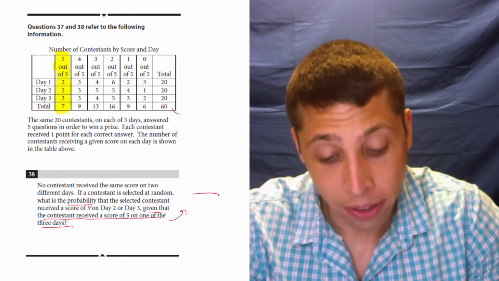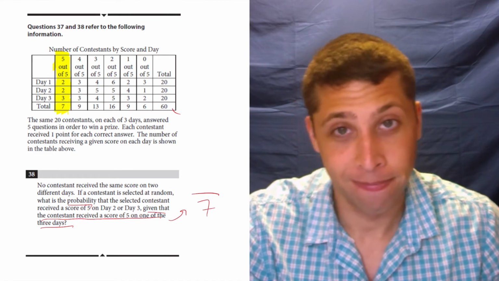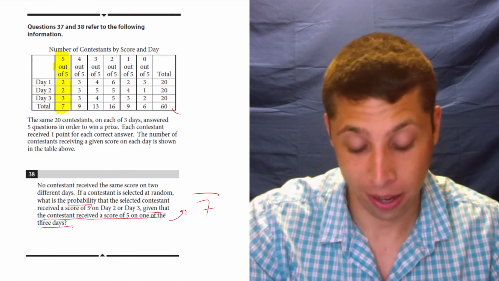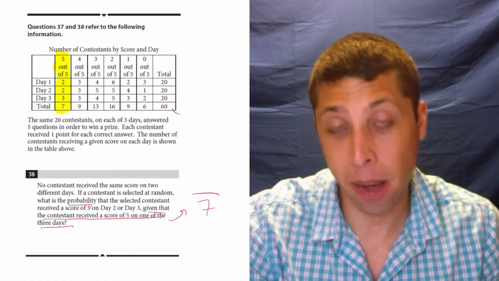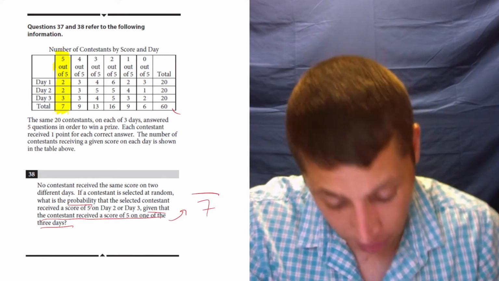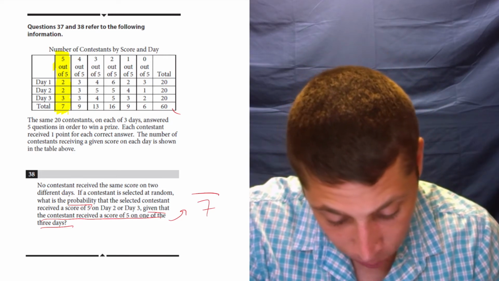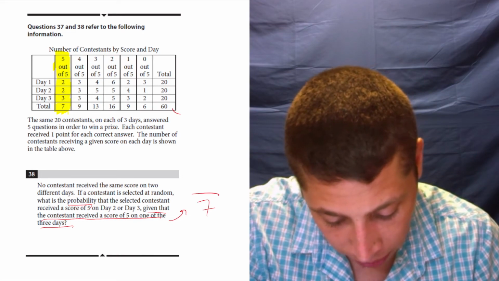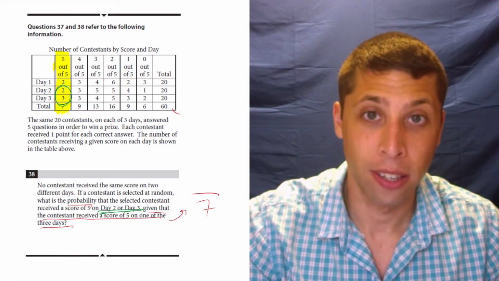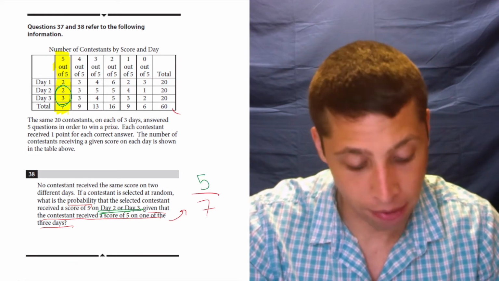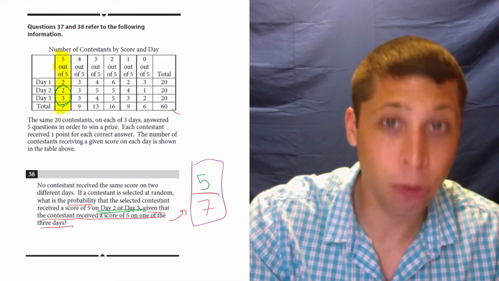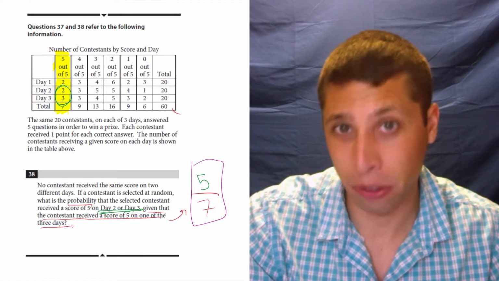So the denominator here is 7. There's only 7 contestants who got a 5. Okay? So that's the number of people I care about. And then of those, what is the probability the selected contestant received a score of 5 on day 2 or day 3? So that's these two right here. So that's 2 plus 3 is 5. So the answer here is indeed 5 out of 7. I told you the math was easy. We literally added 2 plus 3.